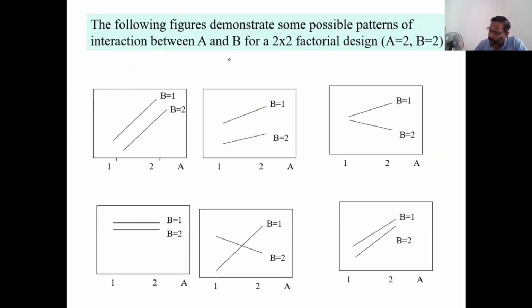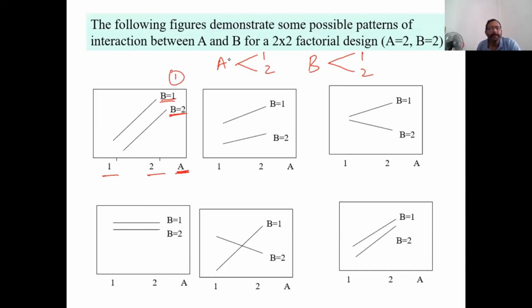Factor A has two levels, 1 and 2. Factor B again has two levels, 1 and 2. Is it clear? This is about levels 1 and 2 of factor A, and this is B1 and B2 of factor B. Tell me for the first case, do we have interaction or not?